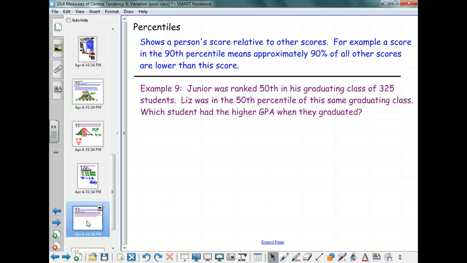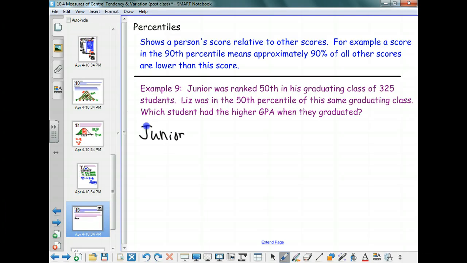Okay. So this is an example that talks about that. Junior is ranked 50th in his graduating class of 325. Liz is in the 50th percentile, which means something different. Which student then would have had the higher GPA with that information? There's lots of ways to think about answering that. So what are your thoughts? Okay, so Kayla wants to tell me Junior, but tell me why you think so, Kayla.